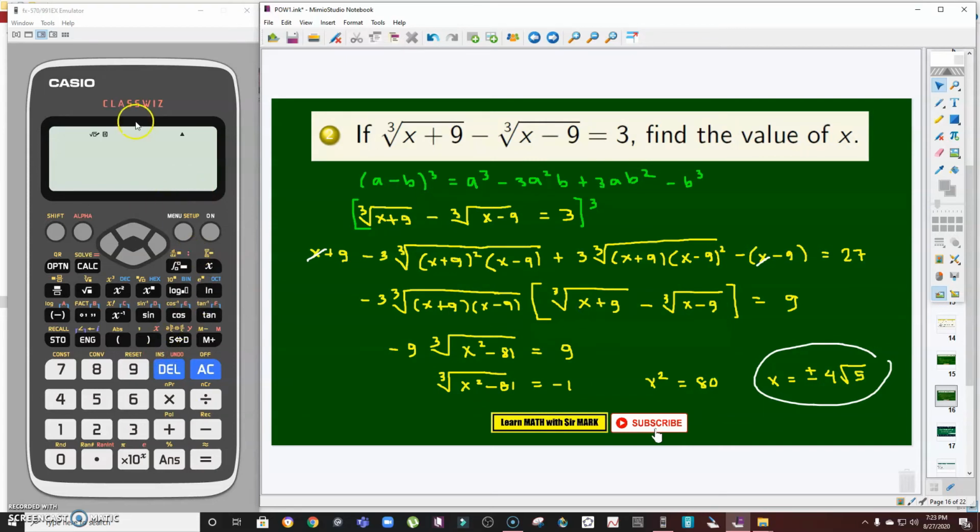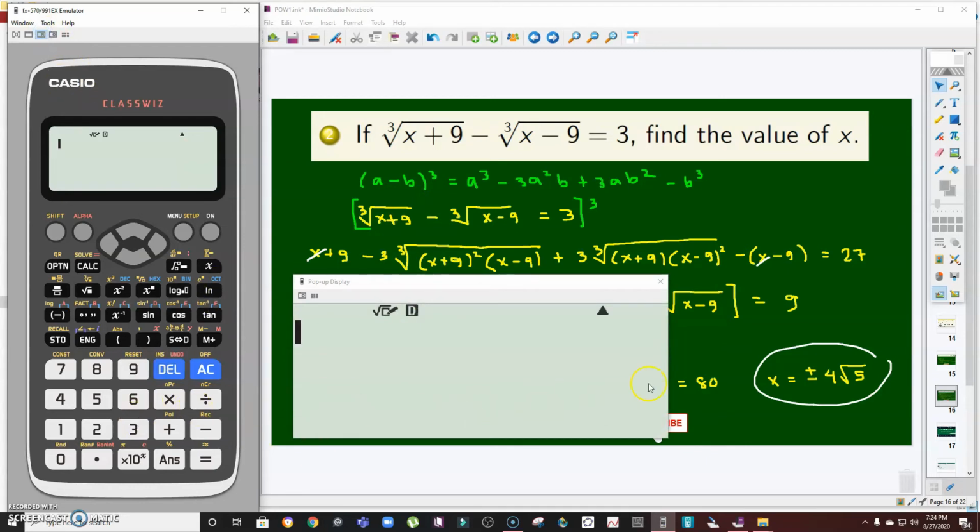Like what we did, let's check using the calculator. This time, I'm going to check the negative first. Negative 4 square root of 5, then I'll assign it to x. Again, how to do it? Press store. See that? You have an icon there, meaning you assign it to x. There you go. Then that's it.